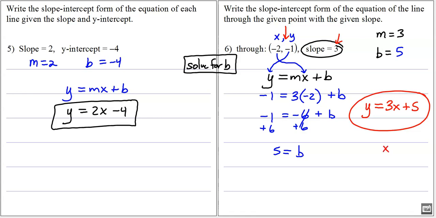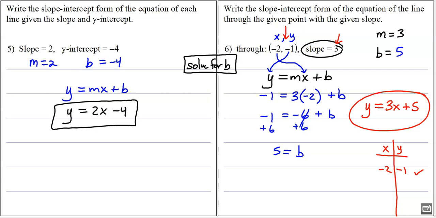You know, if I were to do a little t-chart, a little xy table, and I stick negative 2 in there for x, 3 times negative 2 is negative 6 plus 5. It does check out. It does live on the line.